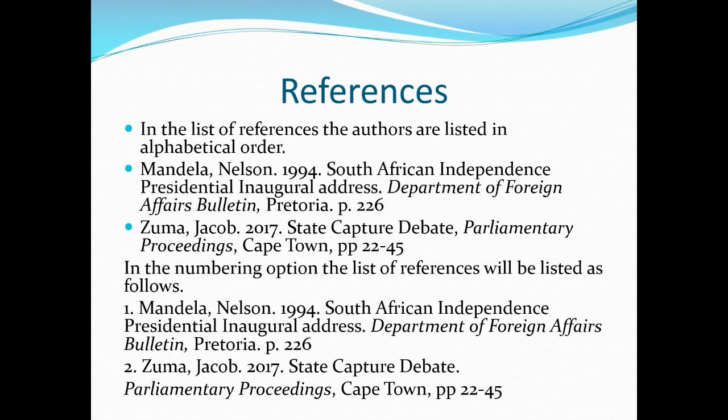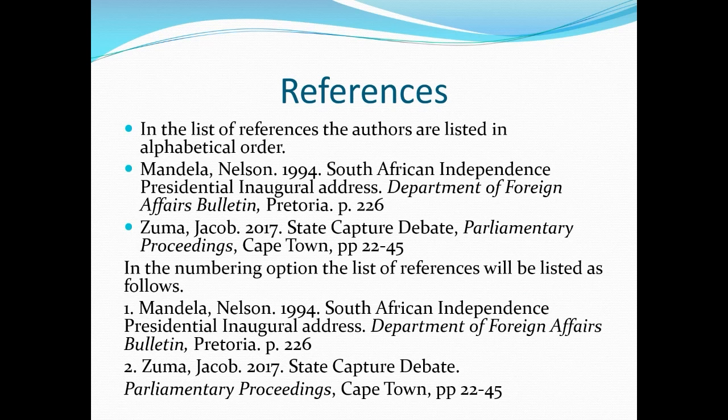Let me go back to that. The reason why South African Independence Presidential Inaugural, and the A in address, should have been capital letters is that it is a book. If it is a book, you either put the titles in italics or you put the first letters in capital letters. And then the author, if it is a journal, in this case the Department of Foreign Affairs is the author, Bulletin, you put it in italics. You put the place indicated, which is a town, not a country, not South Africa, but Pretoria, the city where it was published. Then the page numbers, if it is a book, come before the number of pages.